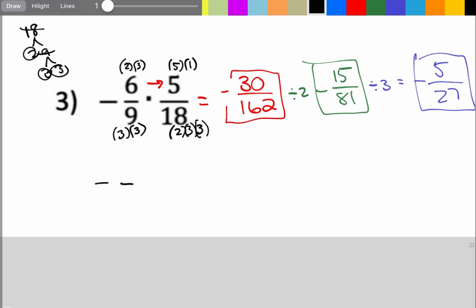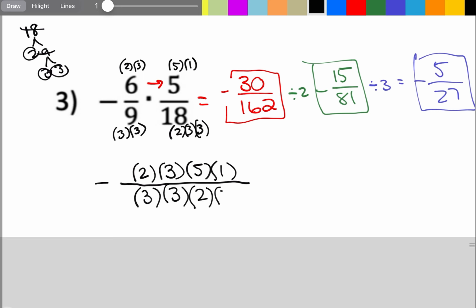If I put this all in one term, just one fraction, I got a 2, a 3, a 5, and a 1. A 2, 3, 5, and 1 up top. On the bottom, I got 3, 3, 2, 3, and 3. My rule is to cross out anybody who's at the top and the bottom. So there's 2 right here. I got a 2 at the top, 2 at the bottom, gone. Also, I got a 3 up top, 3 at the bottom, gone. 5, that's the only one left here.